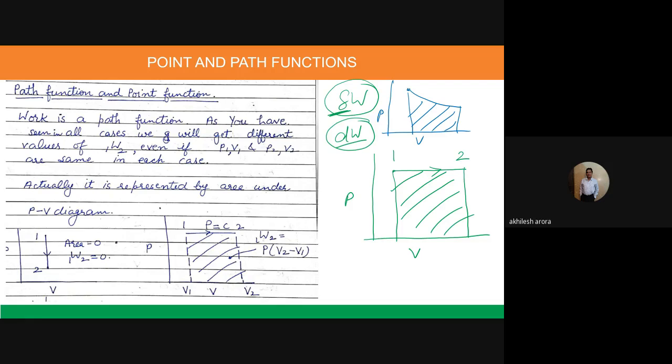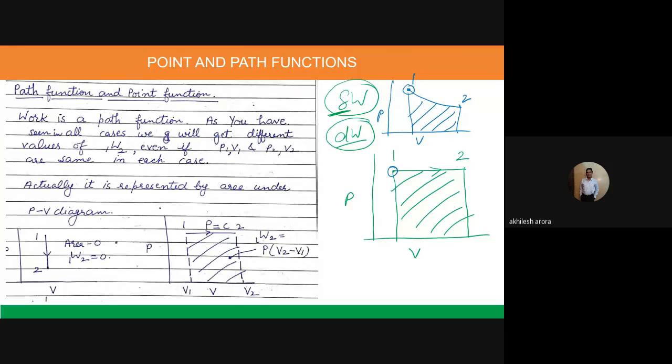So that means if this is point number 1 and this is point number 2, and point number 1, let us say, is at the same state in both the cases, whether it is a constant pressure or constant temperature process, but point number 2 is different now. Okay, so the area is different. So that means the work is not dependent upon the initial and the final states. Okay, this is just an introduction for you.